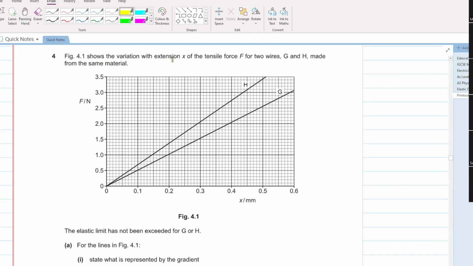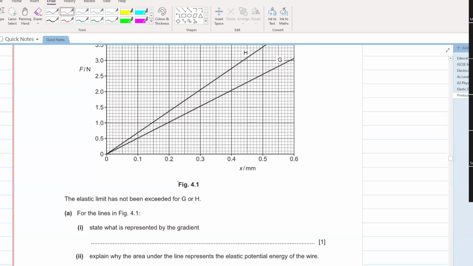Figure 4.1 shows the variation with extension of the tensile force for two wires G and H. Perfect. So this is the force versus extension graph for two wires G and H made from the same material. Now why has the examiner written same material here? This basically means that both the wires have the same Young's modulus or the same value of E. Perfect. Let's further move ahead.